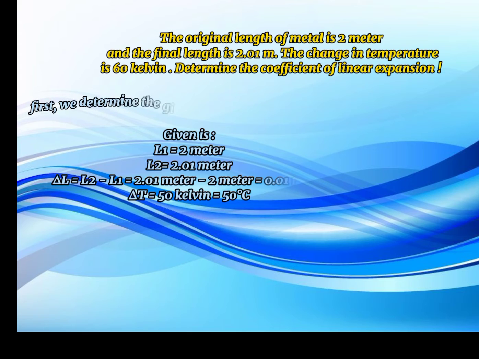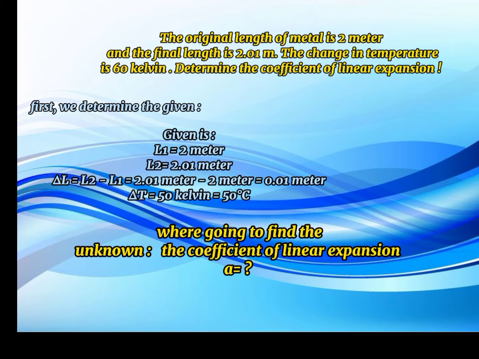First, we determine the given. The initial length is equal to 2 meters. Final length is equal to 2.01 meters. Change in length is equal to final length minus the initial length, which is 2.01 meters minus 2 meters, equal to 0.01 meter. Change in temperature is equal to 50 Kelvin or 50 degrees Celsius. α stands for coefficient of linear expansion. Now we are going to find the unknown, which is the coefficient of linear expansion.